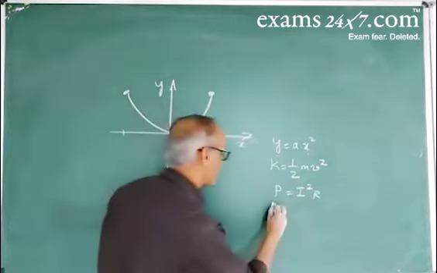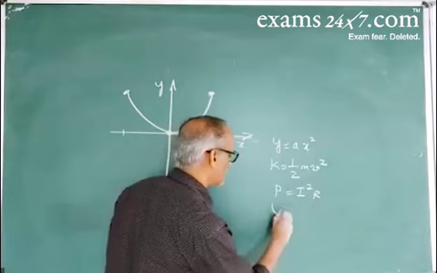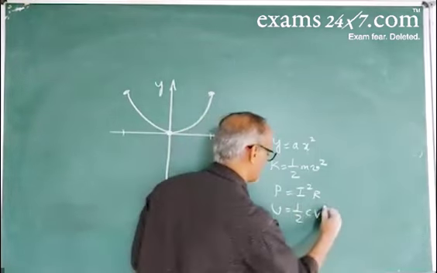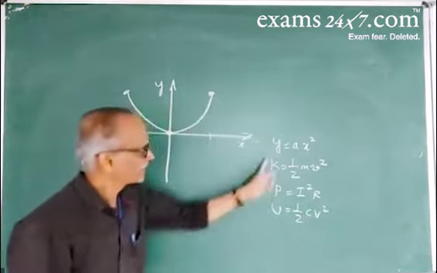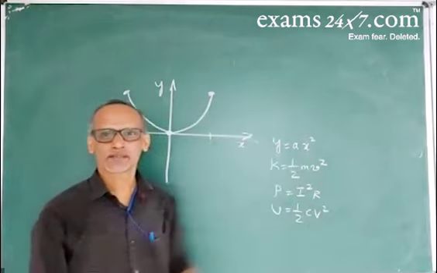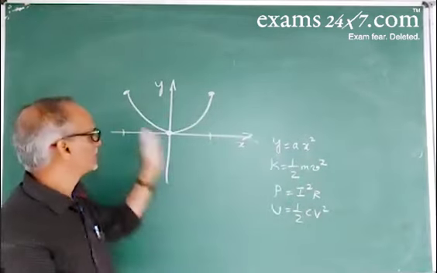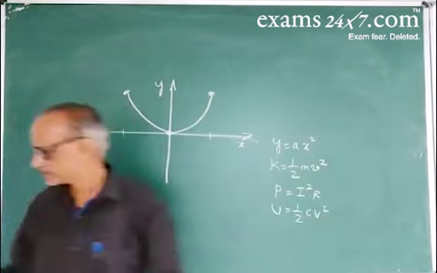So we have U is equal to half CV square. So these are all examples for y is equal to x square, which is a parabola through the origin.